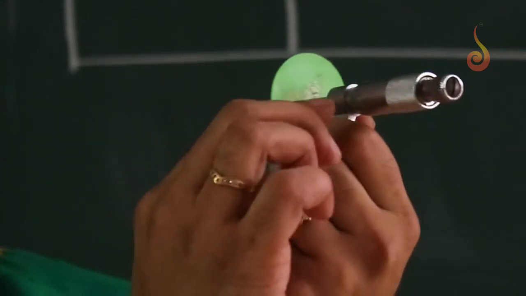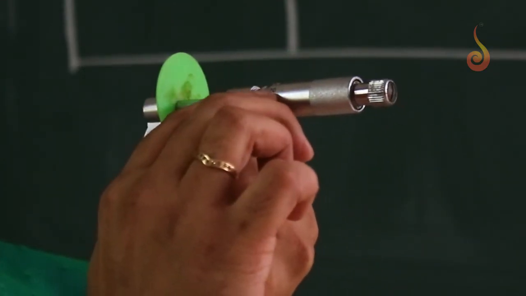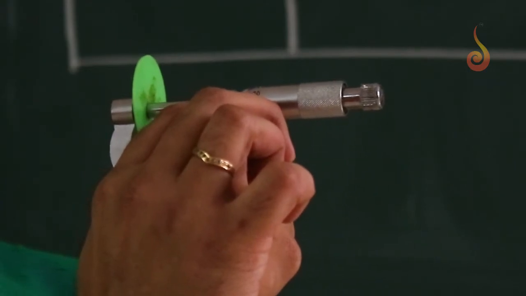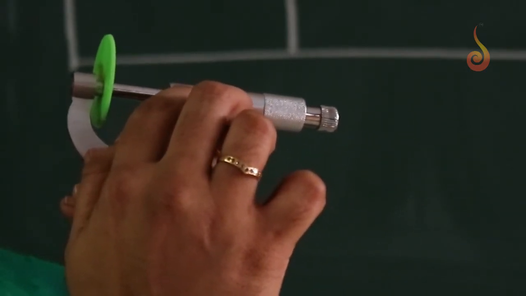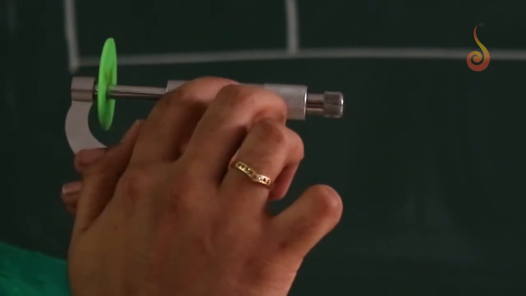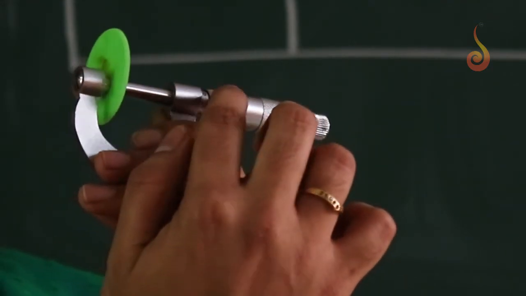Then if you observe the head scale, the 65th line on the head scale is exactly coinciding with the reference line on the pitch scale. That means 65 is the head scale reading.